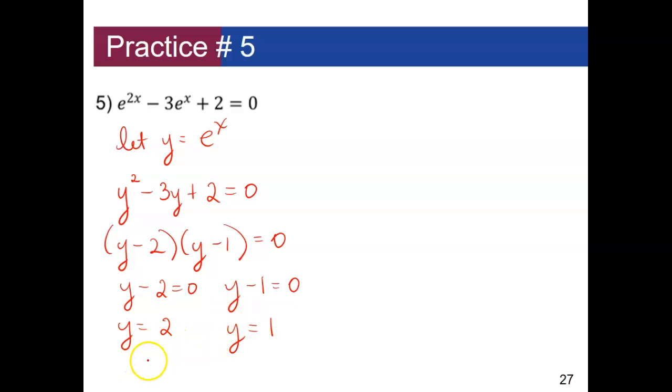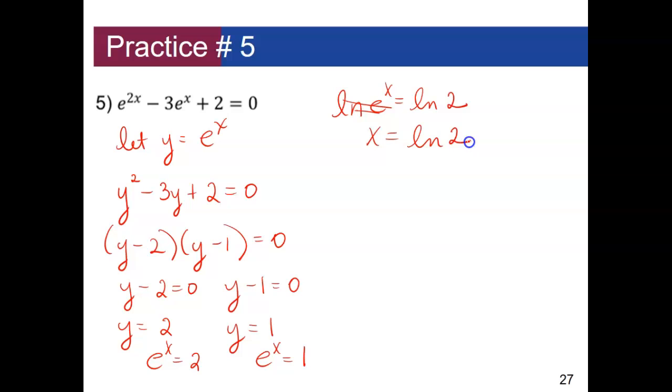Okay, so now I'm ready to make my substitution. In the place of y, I'm going to go back and put e to the x. So e to the x equals 2 and e to the x equals 1. We still don't have x by itself, so we're going to keep going a little further here, and we'll take the natural log of both sides. So I'm going to have the natural log of e to the x equals the natural log of 2. So that gives me x equals the natural log of 2.